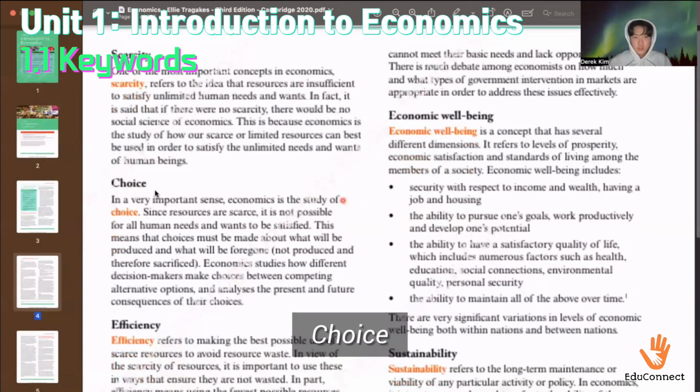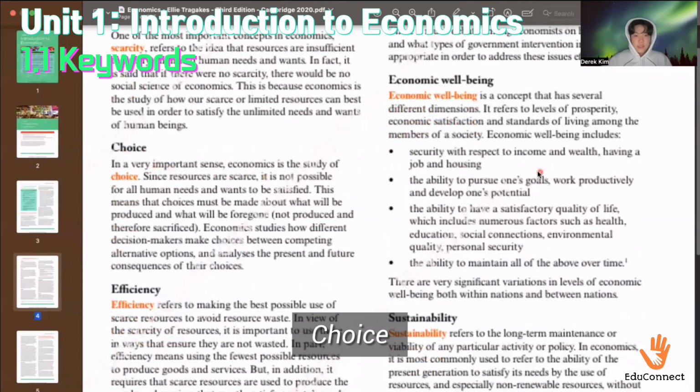Next, choice. In a very important sense, economics is a study of choice. Since resources are scarce, it is not possible for all human needs and wants to be satisfied, as I just mentioned. This means that choices must be made about what will be produced and what will be foregone, not produced and therefore sacrificed. That is an opportunity cost, as I mentioned. Economics studies how different decision makers make choices between competing alternative options, and analyzes the present and future consequences of their choices. So, choice.